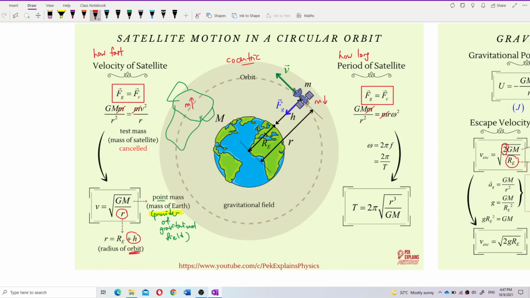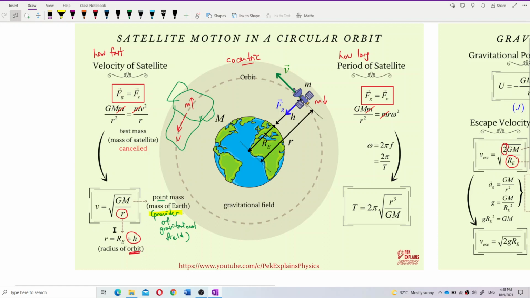Now my question is, which one will have higher velocity? Does the giant satellite move faster, or does the giant satellite move slower compared to the small one? Maybe some of you will say, oh, the small satellite is easier to move, so it will move faster compared to the big one.